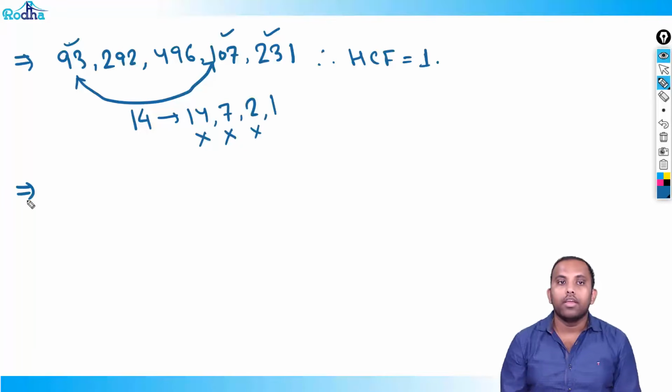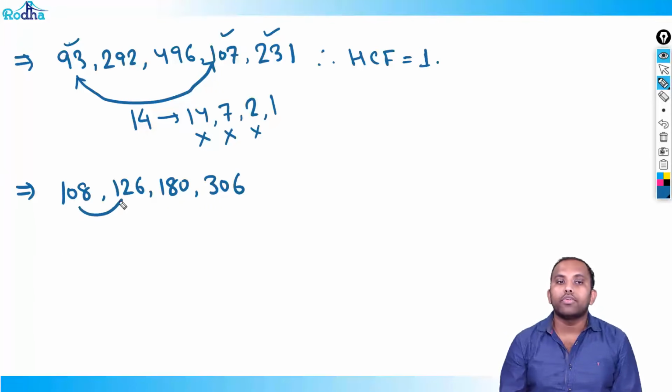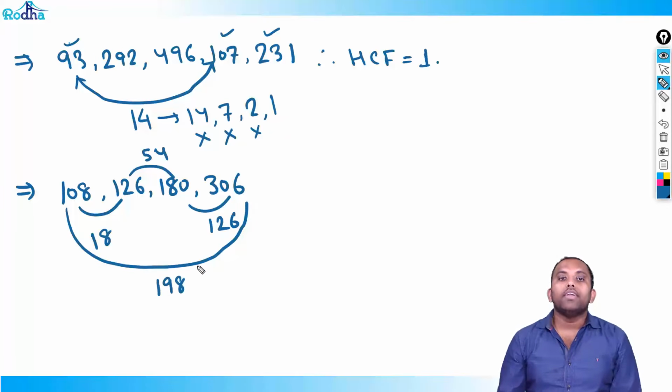In the last question we took 108, 126, 180, and I think 306 was there. I need to find the HCF. Now, why did I take the smallest difference? I could have taken this pair difference as 18, then this pair difference as 54, then this pair as 126, and this pair as 198.